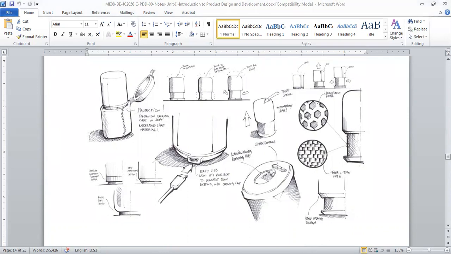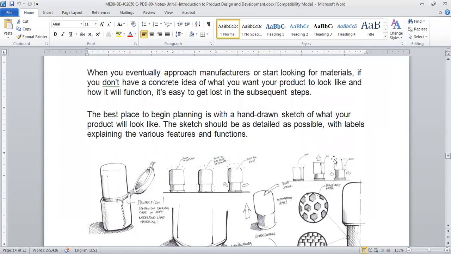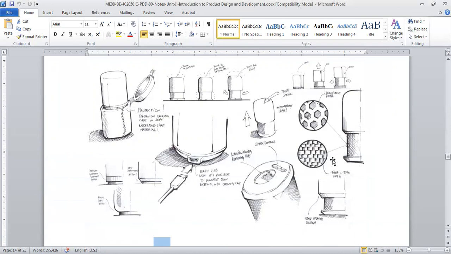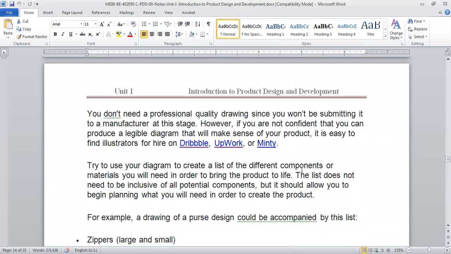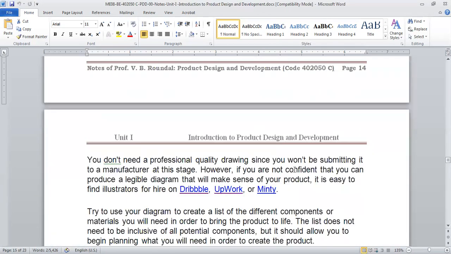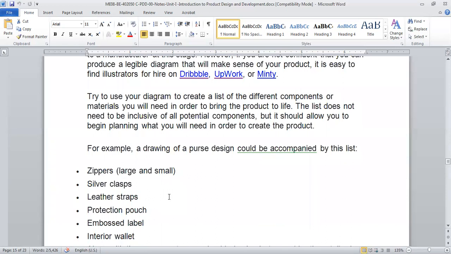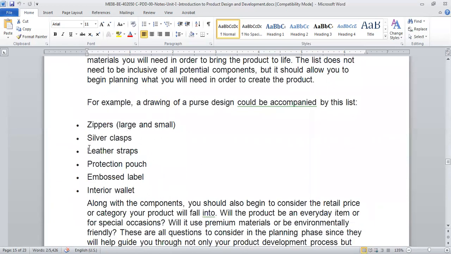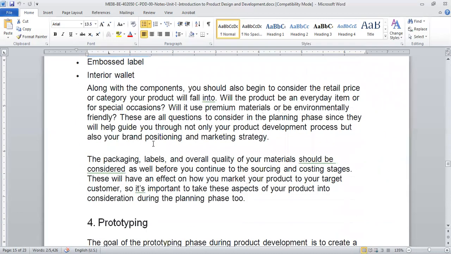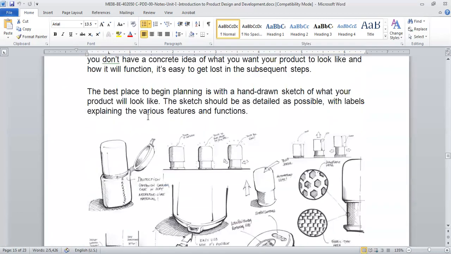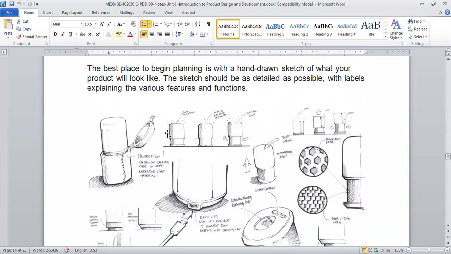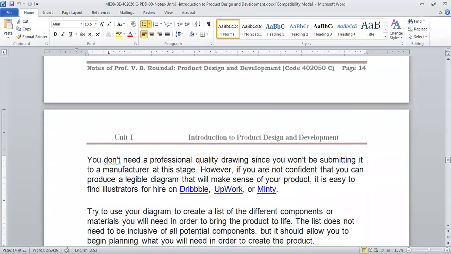Whatever comes to mind, you will try to put on paper in a drawing, so that those ideas will be communicated, because instead of verbal communication, drawing communication is much easier. Here we don't need a professional drawing. A rough drawing is also fine, you just have to communicate your ideas to the next person. You can use zippers, leather straps, a protection pouch, whatever different ideas you can incorporate in your design. So in planning, whatever concept you have developed, you will have a diagram or sketches for those.